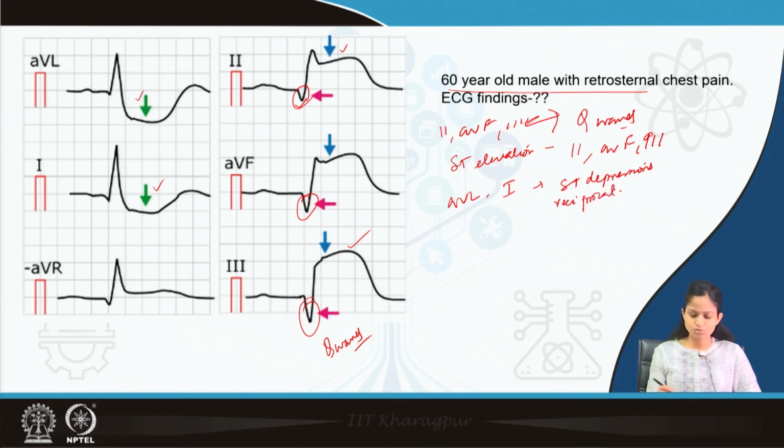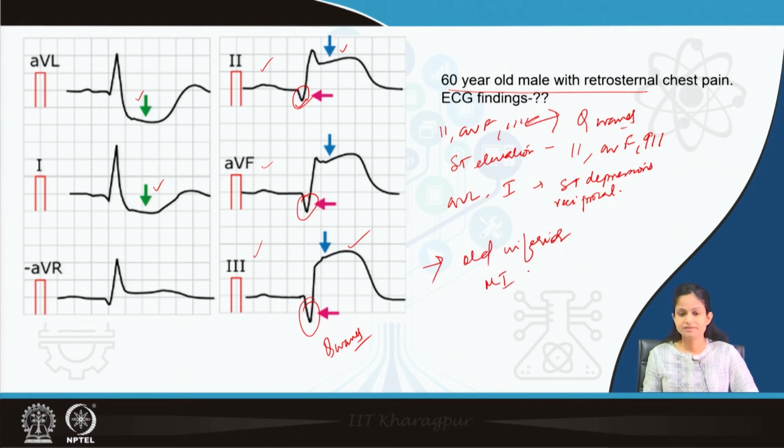Now, lead 2, lead 3 and AVF, if you just remember, these are the inferior leads and we are seeing Q waves. So, which means this is the ECG of old inferior myocardial infarction. This ECG is of old inferior myocardial infarction, because we have seen the Q waves as well as the ST segment elevations.